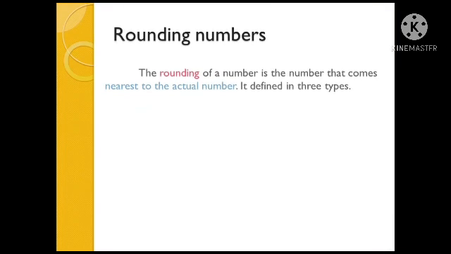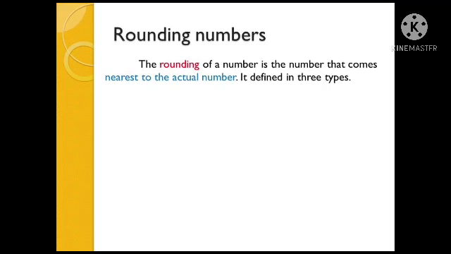Rounding numbers means a number that comes nearest to the actual number. One number will be given, that is the actual number. So you will convert that actual number to the nearest one. You will make it a complete number, like ones or tens or hundreds. Based on the need, we will round off the numbers.